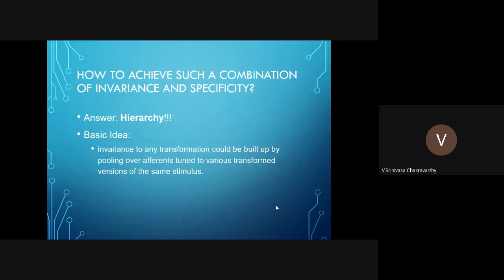So the question is, okay, you can easily get object recognition, but how do you get this invariance? And how do you achieve this combination of invariance and specificity? Invariance means non-specific, and specificity is the opposite, right? So how do you achieve this combination? The answer to that is by designing the right kind of hierarchy.